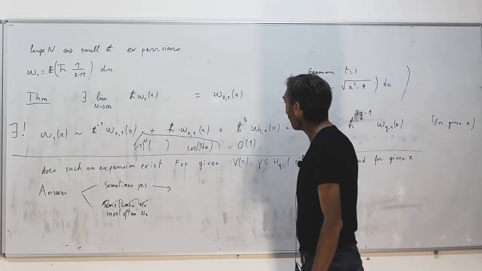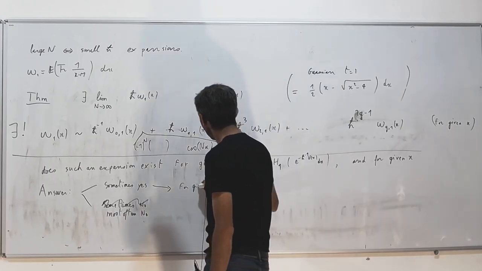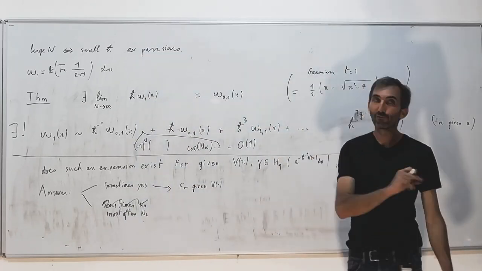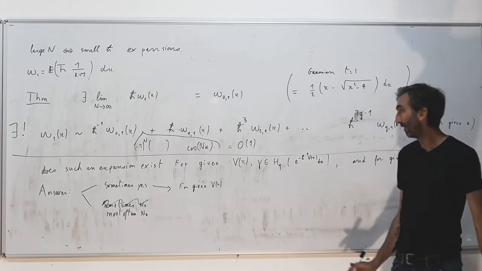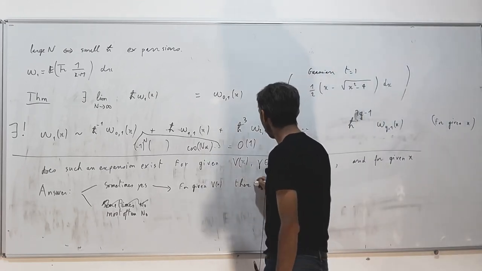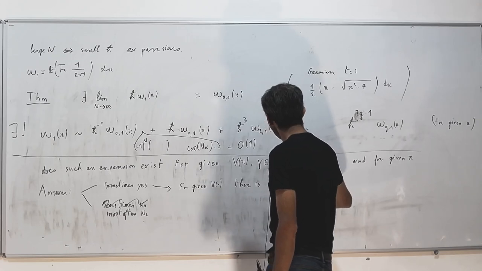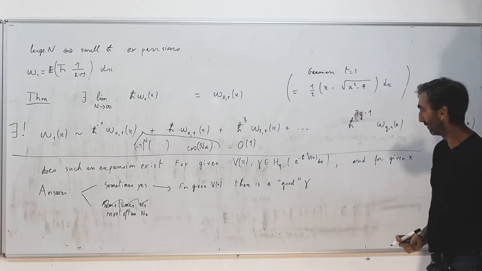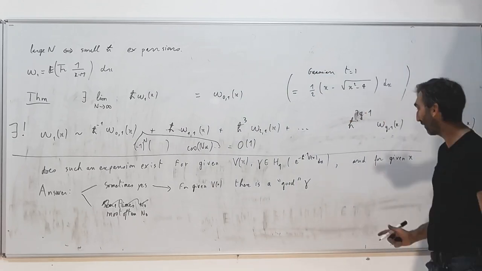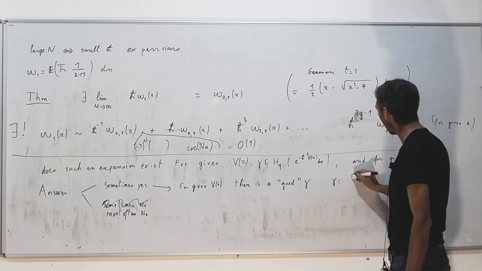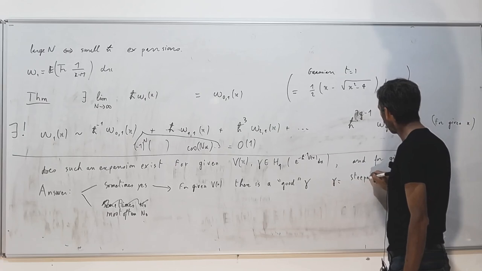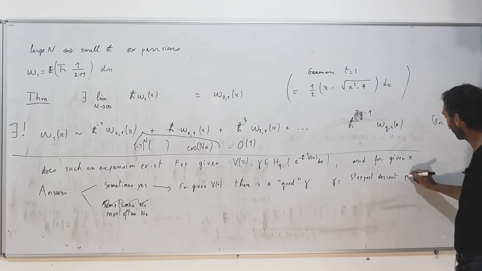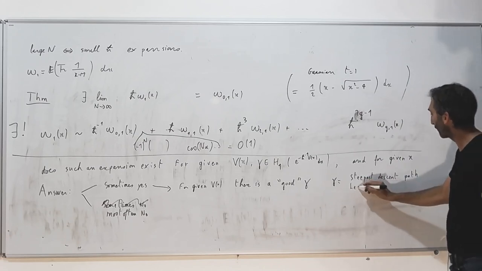In fact, for a given V of x, there always exists a good choice of gamma. There is always a good gamma. And in fact, this gamma, sometimes it can be called steepest descent path. It can also be called the Lefschetz thimble.